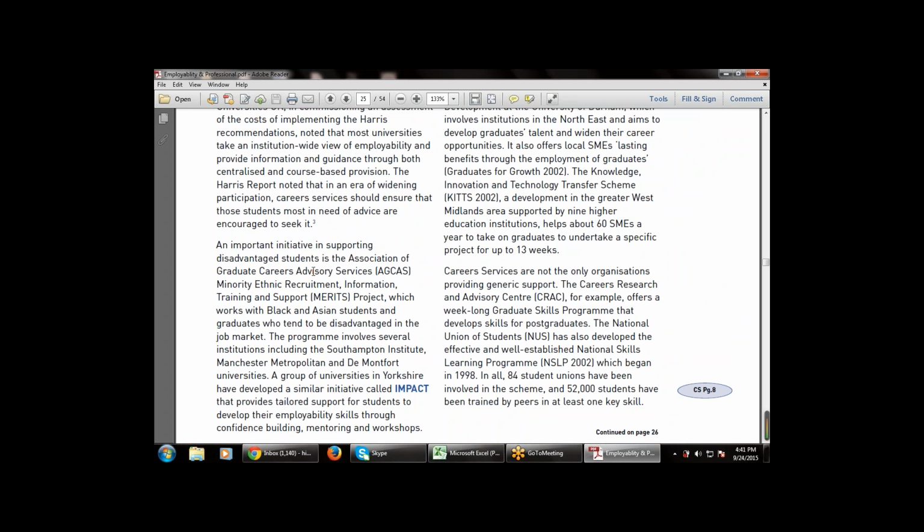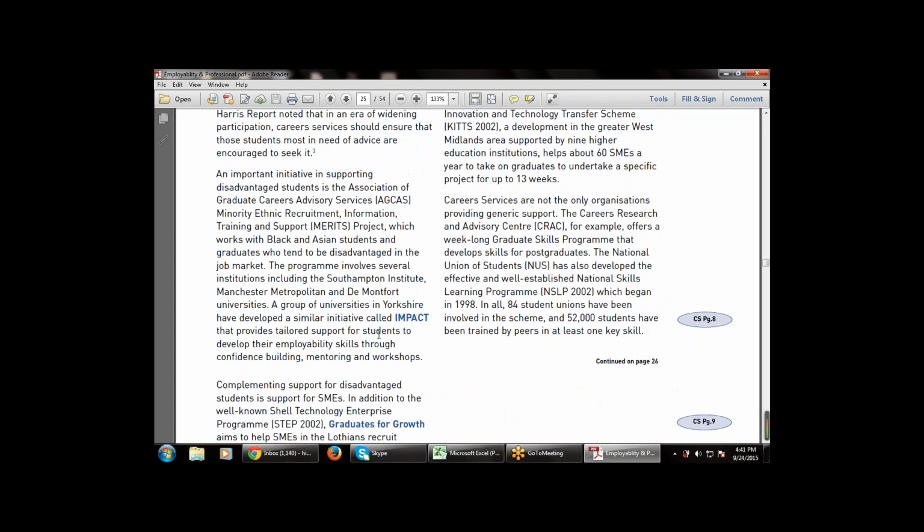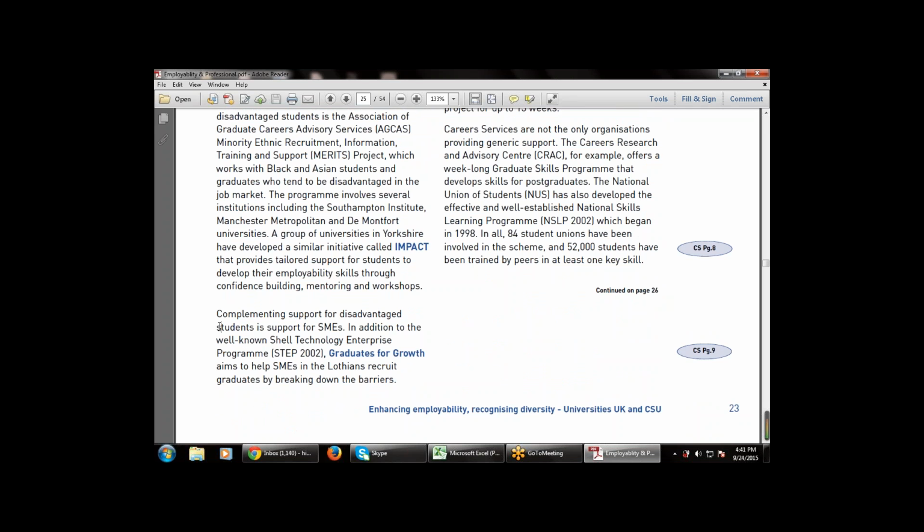What is the main advantage of taking the initiative in supporting disadvantaged students? That is using AGCAS, the Association of Graduate Careers Advisory Services. Complementing the support for disadvantaged students is support for SMEs. In addition to the well-known Shell Technology Enterprise Program, Graduates for Growth aims to help SMEs in the Lothians recruit graduates by breaking down the barriers.